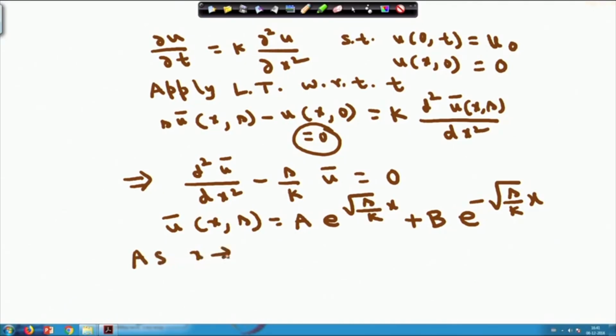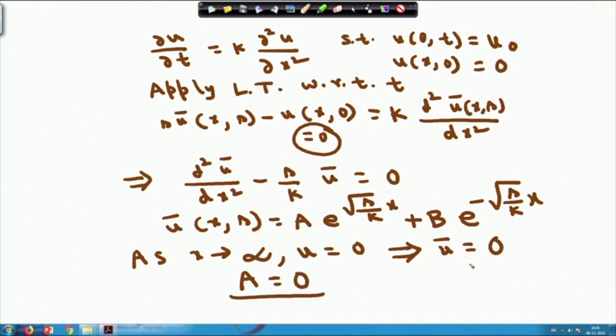Now, as x approaches infinity, your value of u will be equal to 0. Since u equals 0, you can say that the value of u bar will also be 0. If you substitute in the earlier equation 1 that u bar equals 0 whenever x approaches infinity, from there you will obtain a equals 0. So, using this condition, u bar equals 0 as x approaches infinity, your u approaches 0.